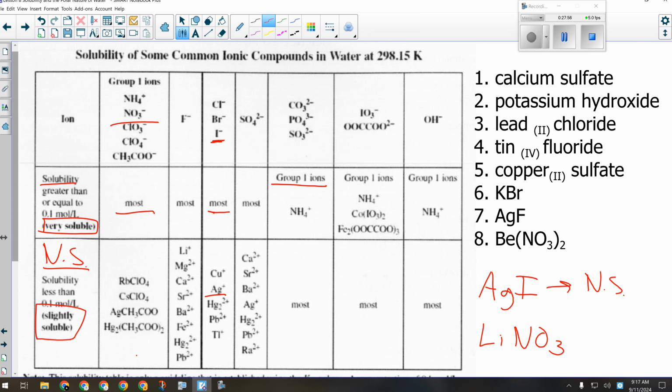Okay, here's what I want you guys to do. Try these 8. I want you to write these ones down and then write beside them S for soluble, NS for not soluble. Let's see how we do with that, and we'll go through them here in a minute.